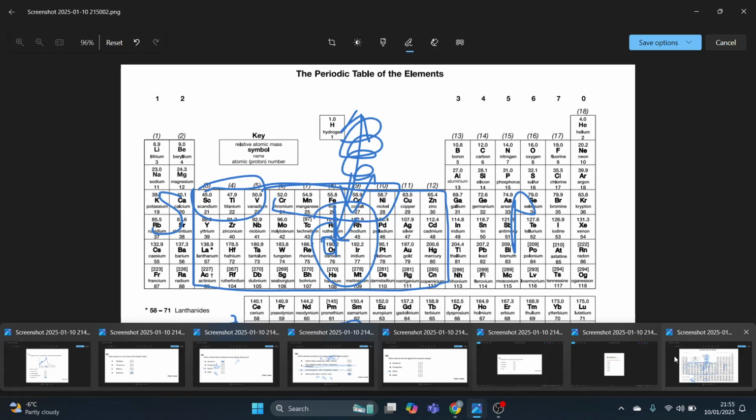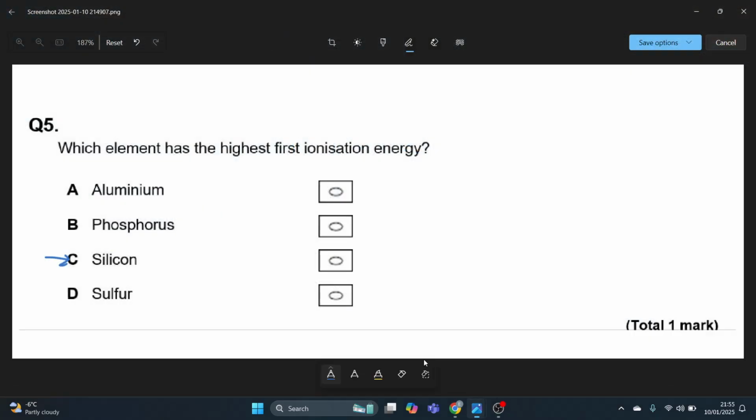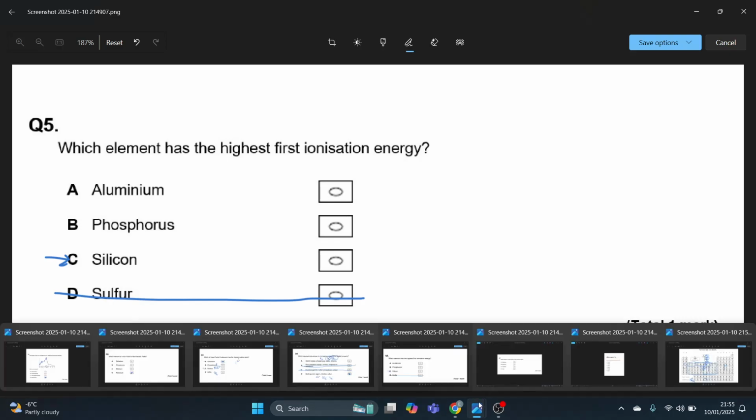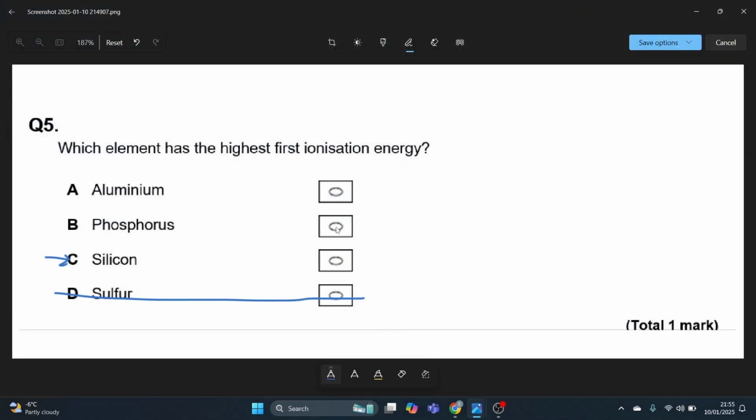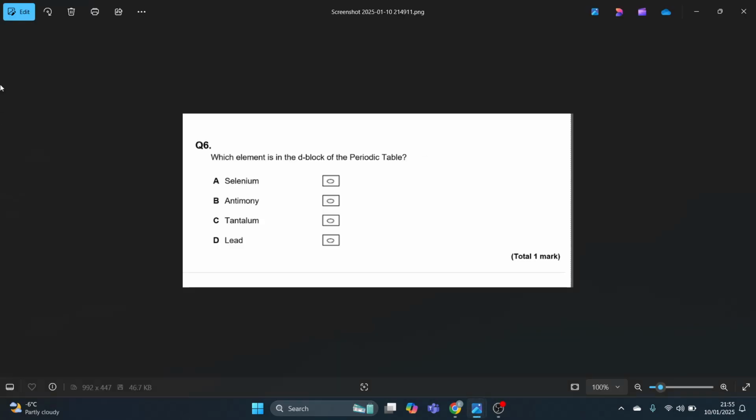Sulfur has electron pair repulsion, two electrons paired in a p orbital, so it's going to have a lower first ionization energy than phosphorus. So it's not going to be sulfur. And obviously first ionization energy increases across the period. So if it's not sulfur, then it's going to be phosphorus. And that's how I would approach it.